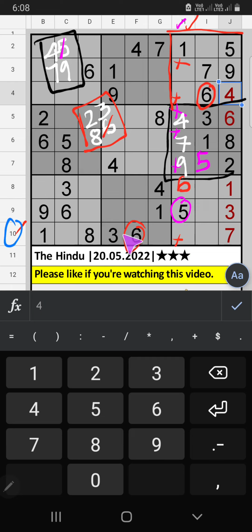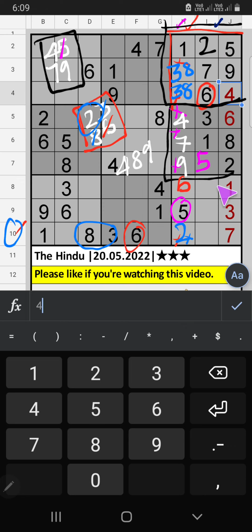10th row, we have 3 and 8. So 3 and 8 can't come in this cell. It will come in one of the 2 cells. We will confirm later. Then only one number is remaining, 2. 2 is confirmed here. 3rd grade, only one number is remaining, 2. 2 is confirmed here.